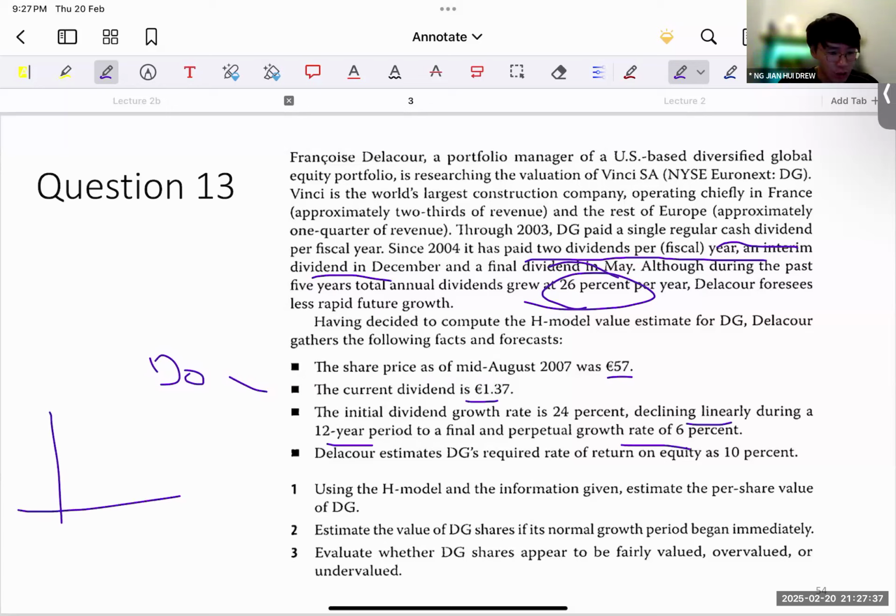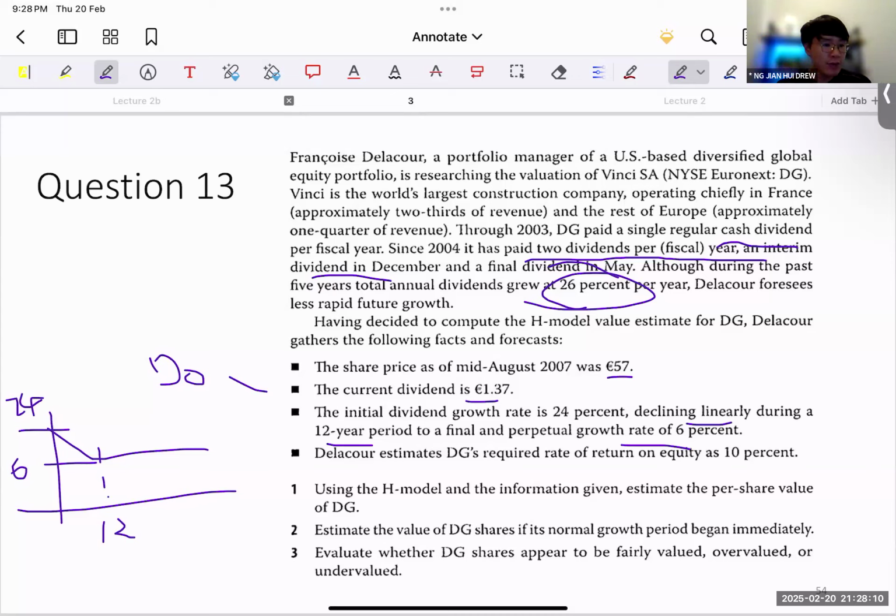So I would always like to draw this graph like this. So we know that it's going to start at 24%. It's going to decline linearly 12 years to 6%. Estimated return on equity is 10%. Use the H model to estimate the per share value.